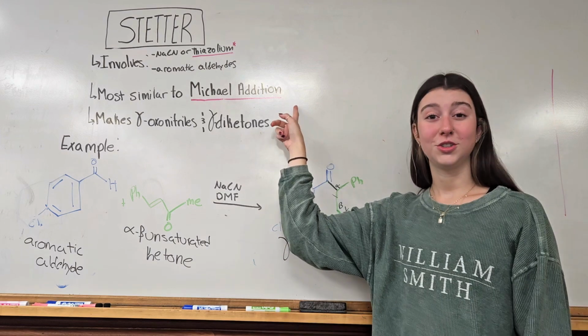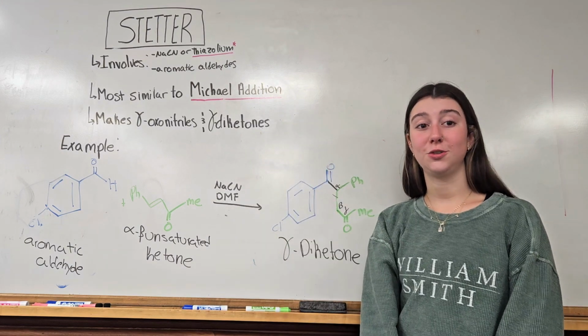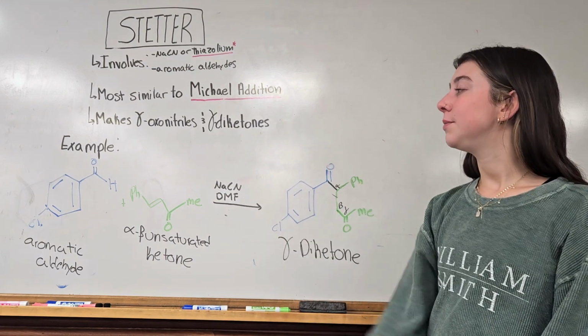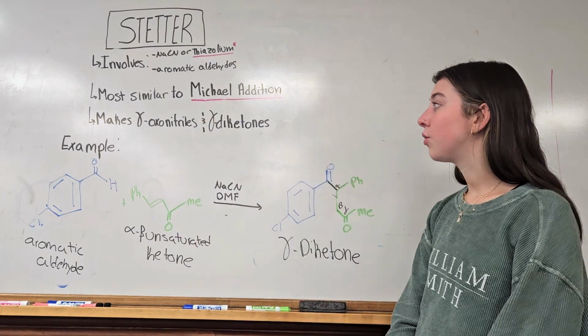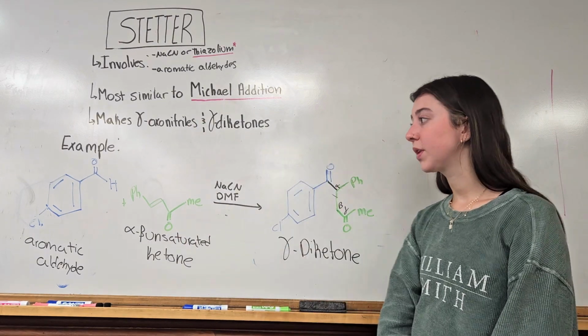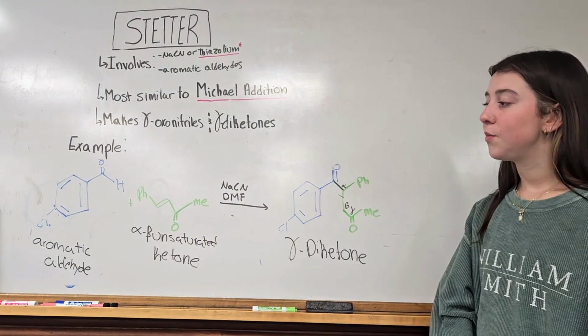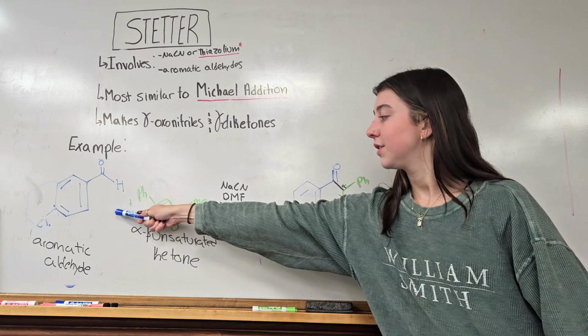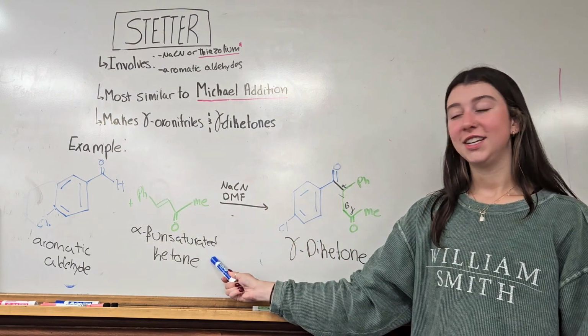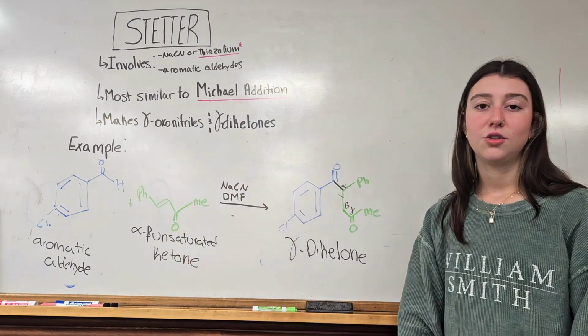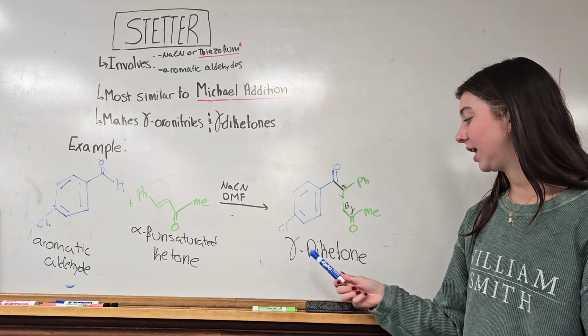It is also most similar to a Michael addition, which you have previously learned in organic chemistry, and it makes gamma oxonitriles or gamma diketones. Here, I've shown an example from the textbook. This is combining an aromatic aldehyde with an alpha-beta unsaturated ketone using the sodium cyanide to make a gamma diketone.